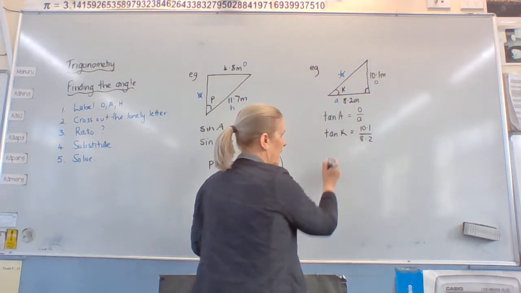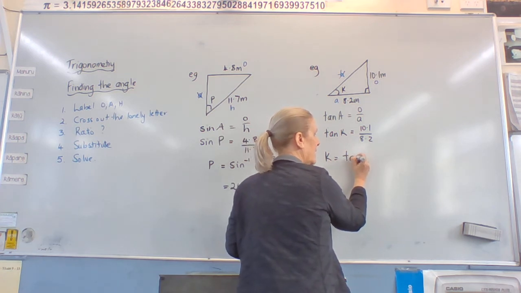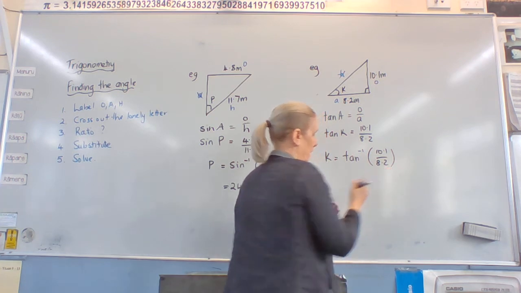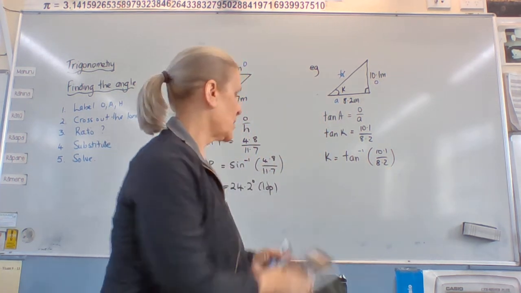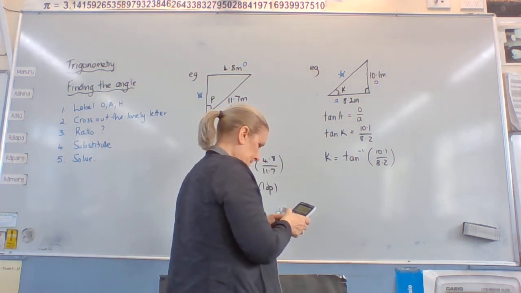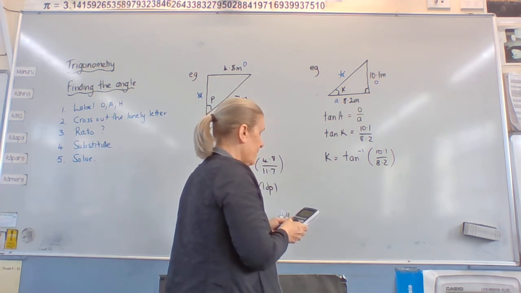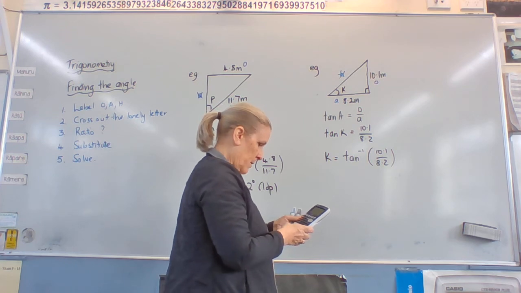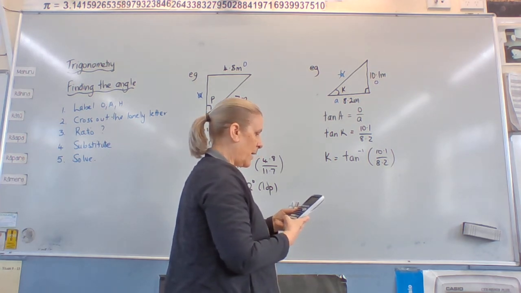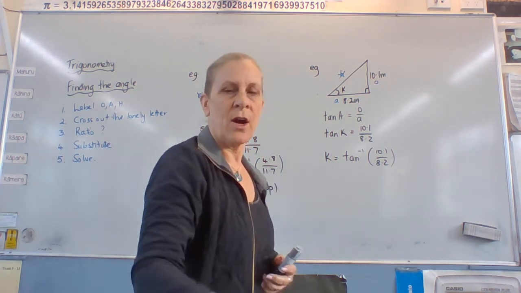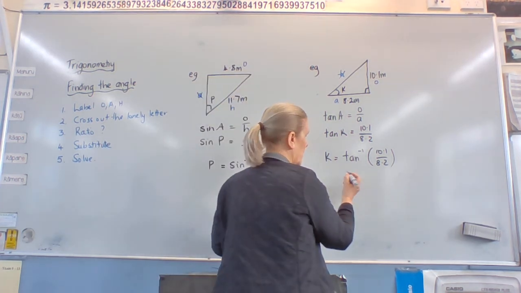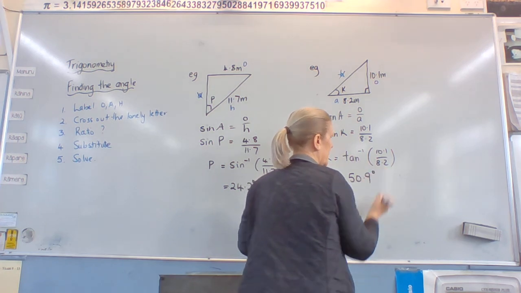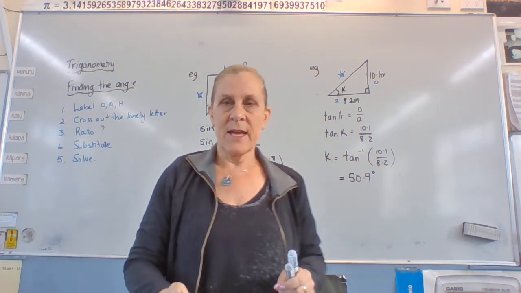So we put K equals tan -1, 10.1 divided by 8.2 into our calculator, and we get 50.93, but we only do it to 1, so 50.9 degrees. All right, so have a go at those.